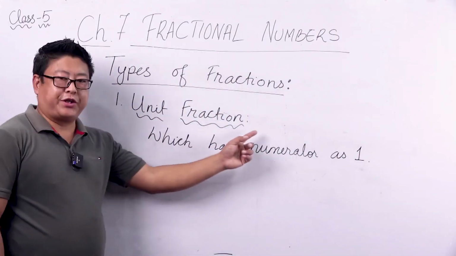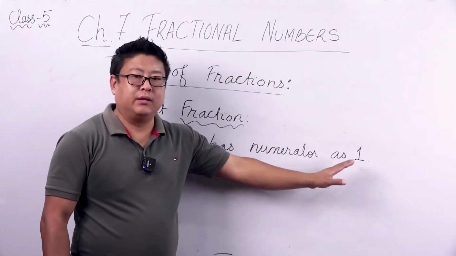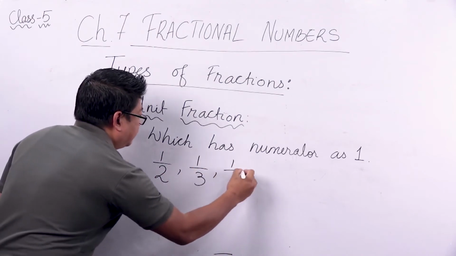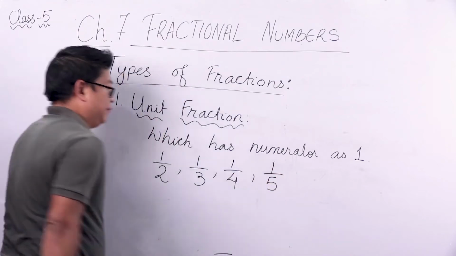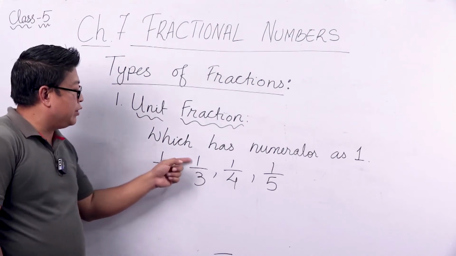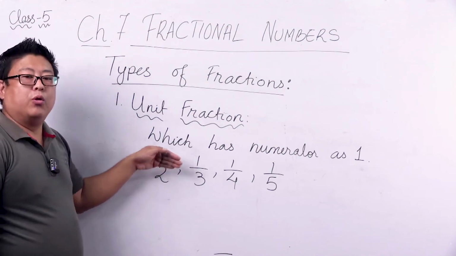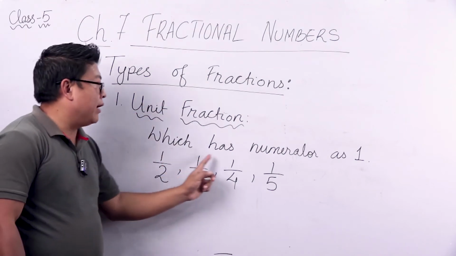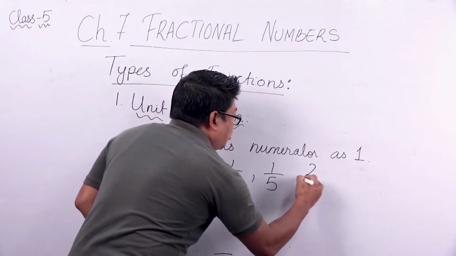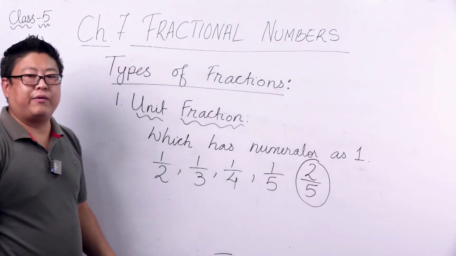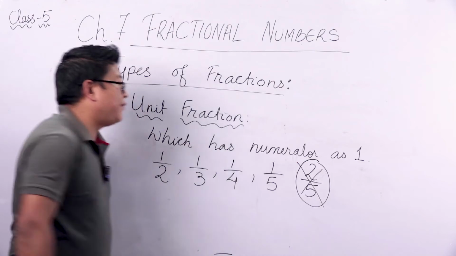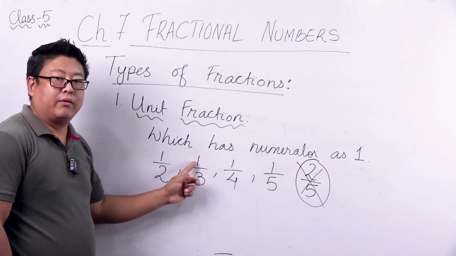That means in this fraction, the numerator is always 1. All right? For example, I can write like this: 1 by 2, 1 by 3, 1 by 4, 1 by 5. It goes on. You can write any numbers. Now, if you look here, you will see that the numerators, that is, all the numbers on top or above the line, are 1, 1, 1, right? So these are all called unit fraction. If you write 2 by 5, you can't say that this is a unit fraction because the numerator is not 1, it is 2, all right? So this is not a unit fraction. A unit fraction means all the numerators will be 1, all right, in this manner.